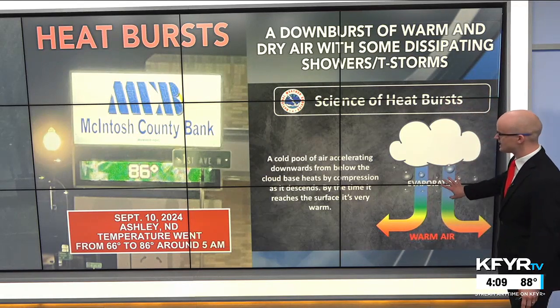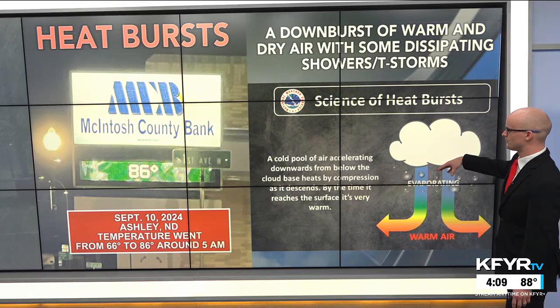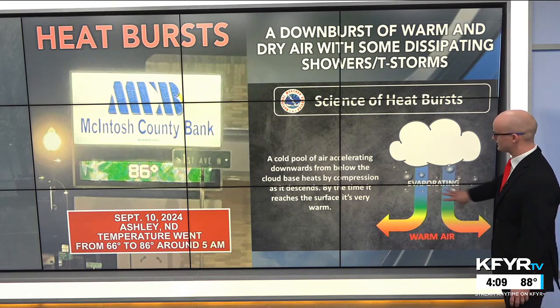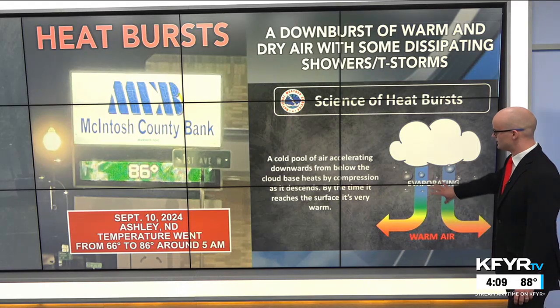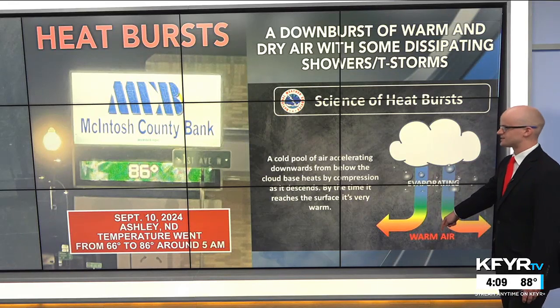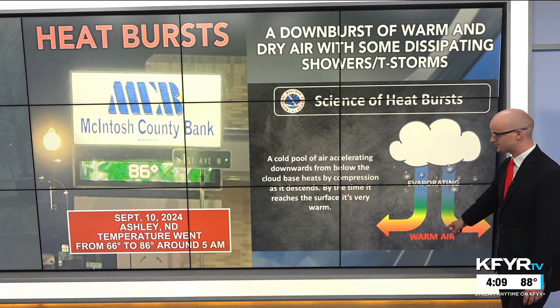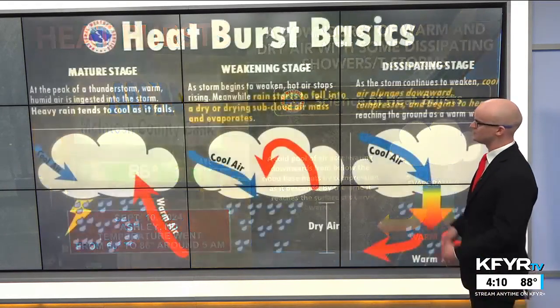So the science behind the heat burst is you have that colder air coming down from the storm, but there's dry air and warm air in place underneath the thunderstorm or shower cloud. So that rain evaporates. So no rain falls to the surface, and that cooler air warms as it comes closer to the ground from compressional warming. We'll get into what that means in a little bit. So by the time it reaches the surface, it's very warm and dry air, and you can get very gusty winds with these heat bursts.